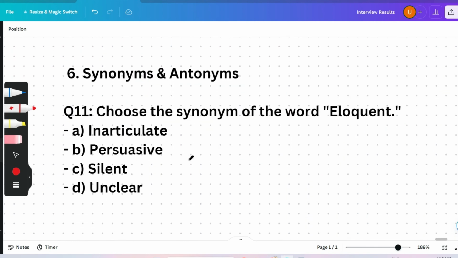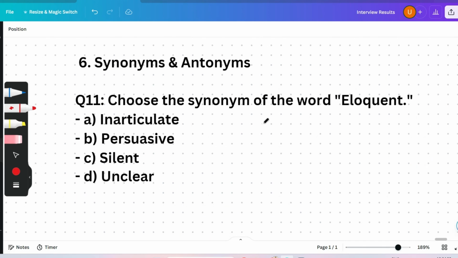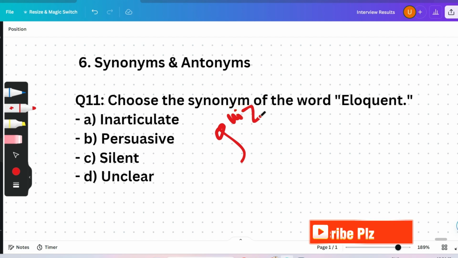So this will be a quiz question for you. Choose the synonym of the word eloquent. So from the following, please choose the answer and give me the answer in the comment section so that I can see how much attentively you are watching the videos. Okay, so this is a quiz problem. Whether your answer is right or wrong, in both cases I'll give you a heart. Please give the answer. Please engage more and more. So let me show you the next question.